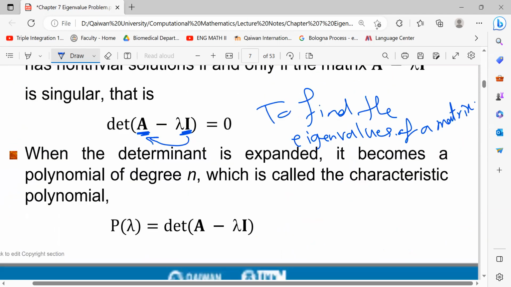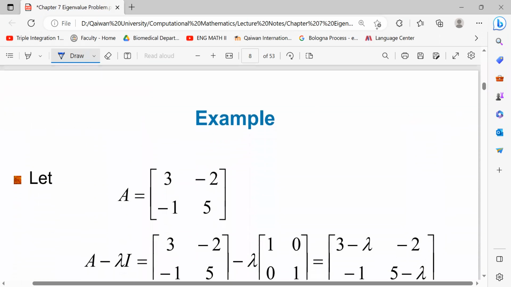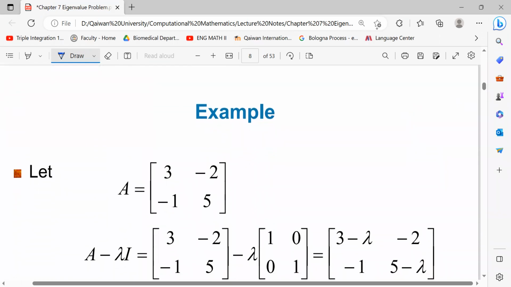We set it equal to 0 to find the value of lambda. Look at this example. It says find the eigenvalues for this matrix. So what's the size of this matrix? It's a 2 by 2 matrix.